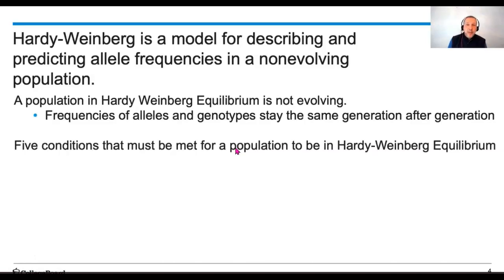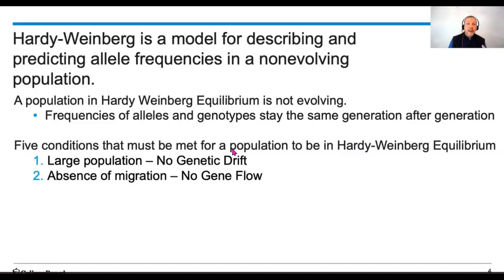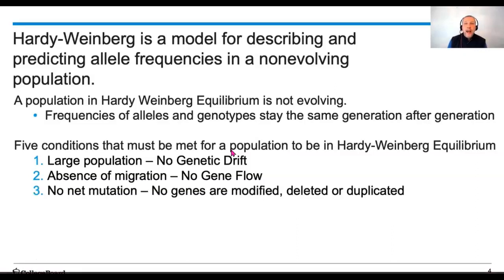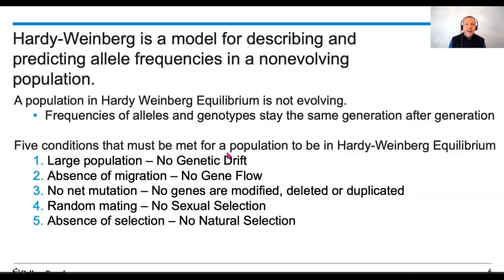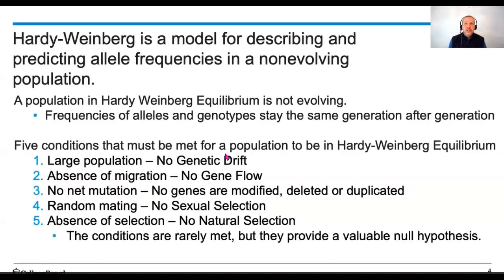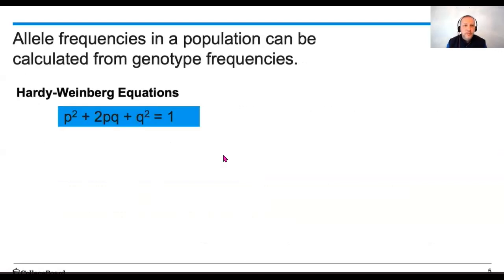Five conditions that must be met for a population to be in Hardy-Weinberg equilibrium include: 1, a large population, meaning no genetic drift. 2, an absence of migration, so no gene flow. 3, no net mutations, so no genes are modified, deleted, or duplicated. 4, random mating, so no sexual selection. And then finally, an absence of selection, so no natural selection. These conditions are rarely met, but they provide a valuable null hypothesis.